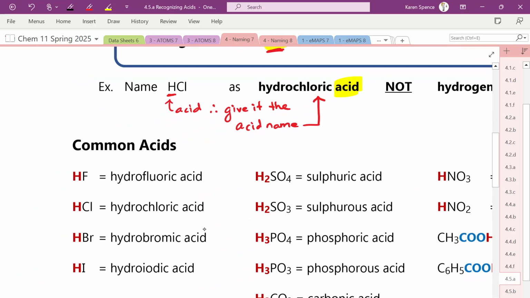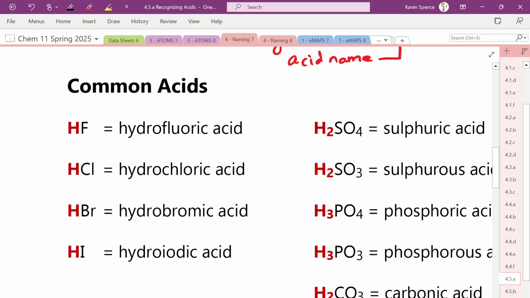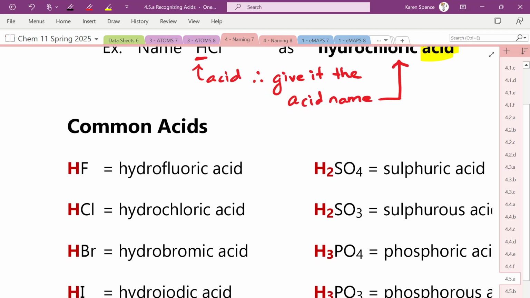We're going to take a look at some common acids. You've probably heard of hydrochloric acid, yes? Have you heard of hydrochloric acid? Yeah? That's HCl. So this hydrochloric acid is based on the Cl- ion. What is the name of Cl-? You guys don't know the name of the Cl- ion? Chloride, thank you.